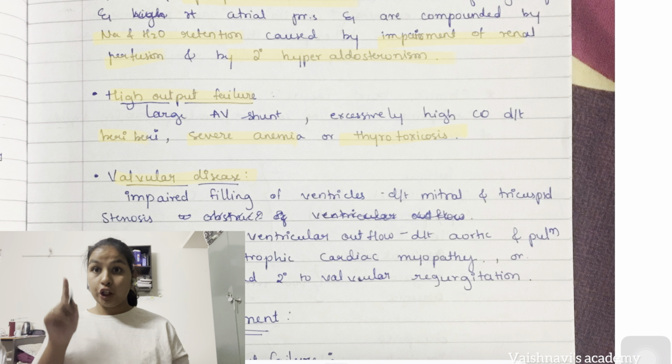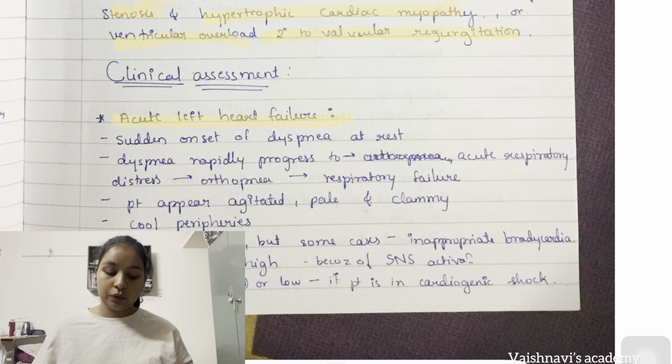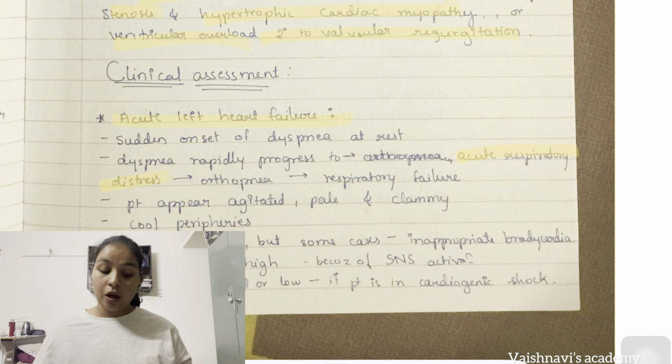Now, clinical assessment. How do we assess the patient who has come to us and confirm that this person may be having heart failure? There are three types. First is acute heart failure, chronic heart failure, and the other one is acute on chronic heart failure. So, if a person is having acute heart failure, how do we get to know? This sudden onset of dyspnea at rest, and this dyspnea can rapidly progress to acute respiratory distress, orthopnea, and further it will lead to respiratory failure.